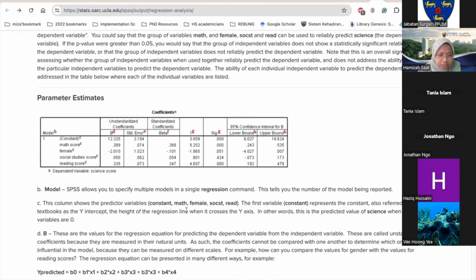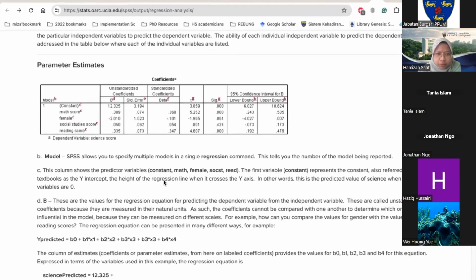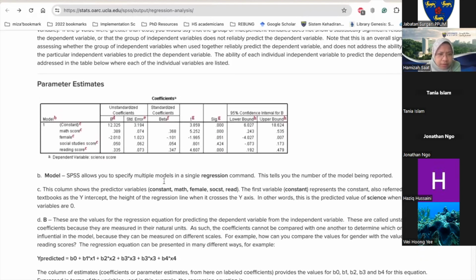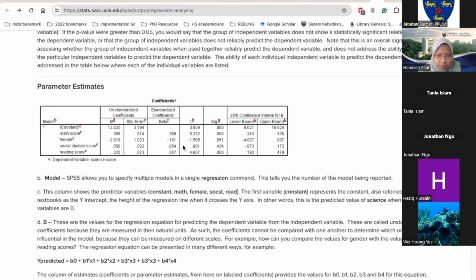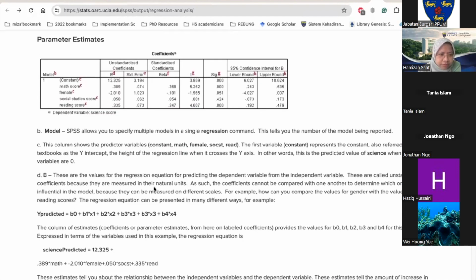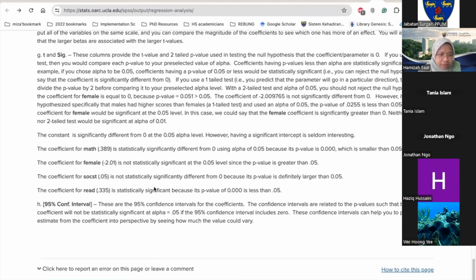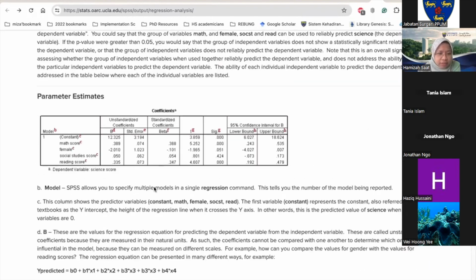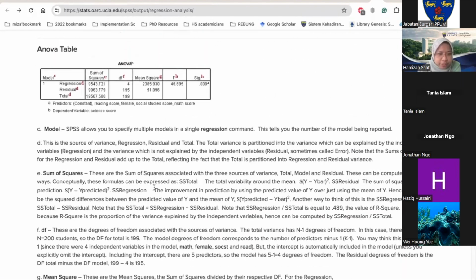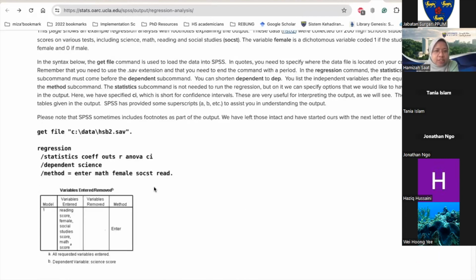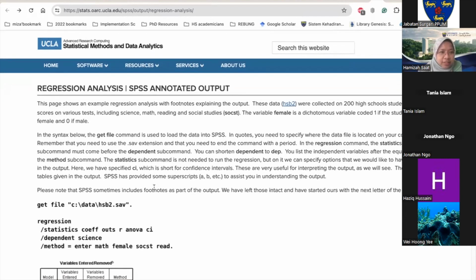The coefficients, this one, whether it is significant or not, whether it's closely related or not. Yeah, I think these are all the main points that should be observed in regressions. So the website is OARC from University of California.